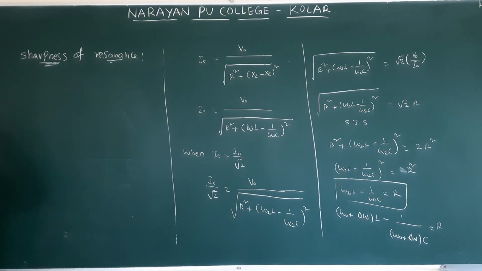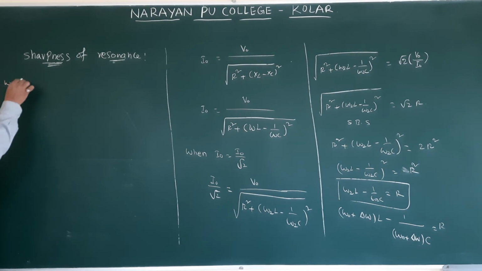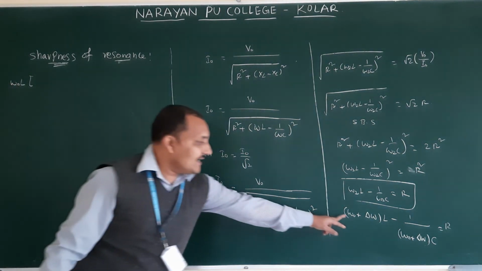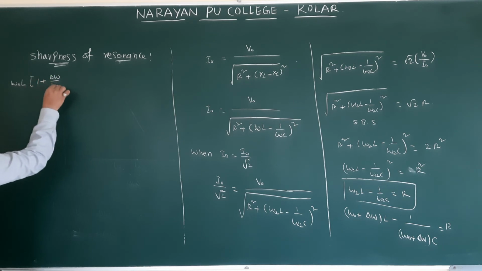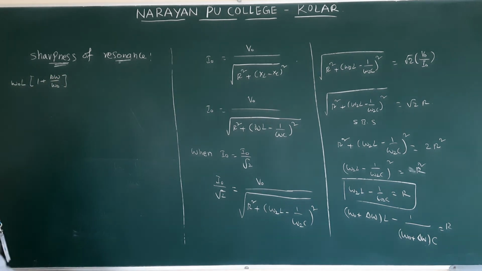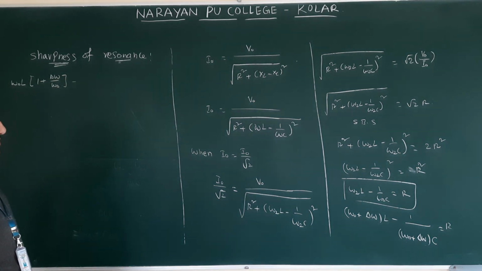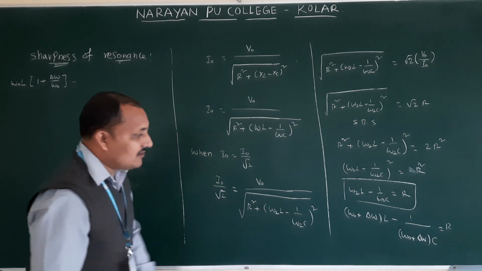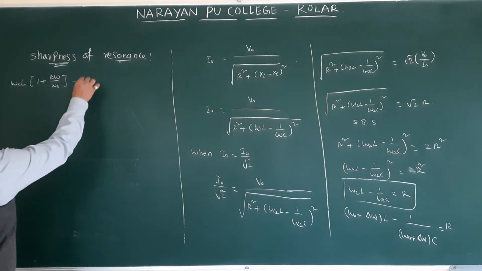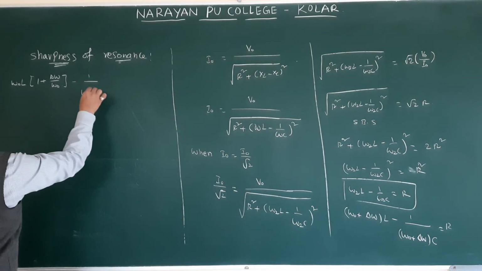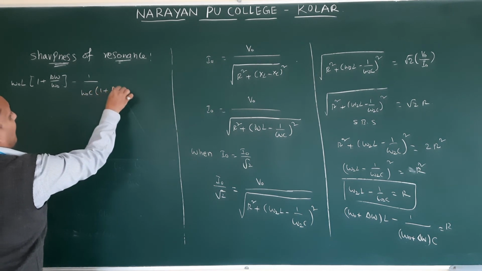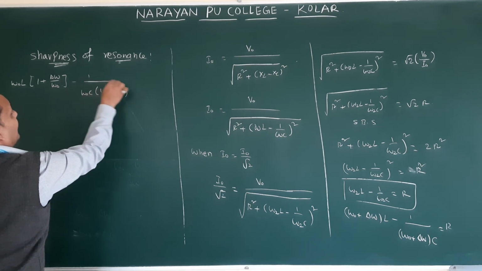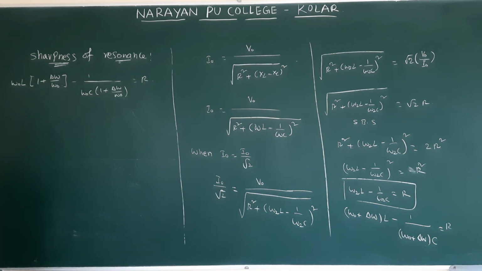So omega naught you can take common. Omega naught L you can take common. Then how will we write this one? 1 plus delta omega by omega naught minus, how will we write? Here also you can take 1 by omega naught C, omega naught common, C common. 1 plus delta omega by omega naught is equal to.